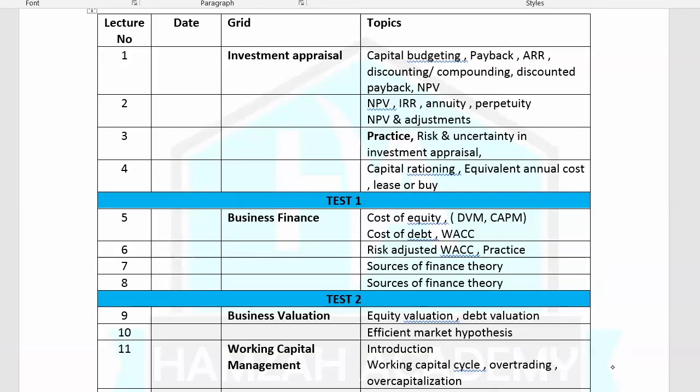Any question till now, student, regarding the course plan or the exam pattern of financial management? Do you have any question?